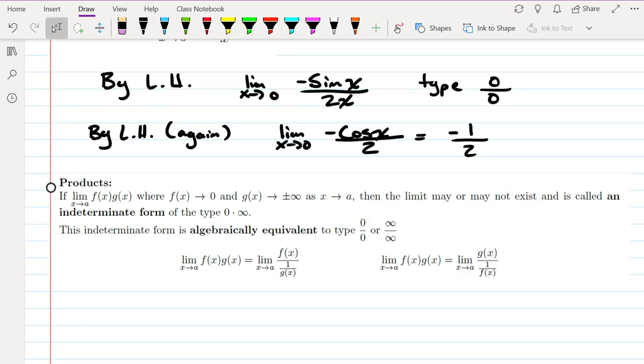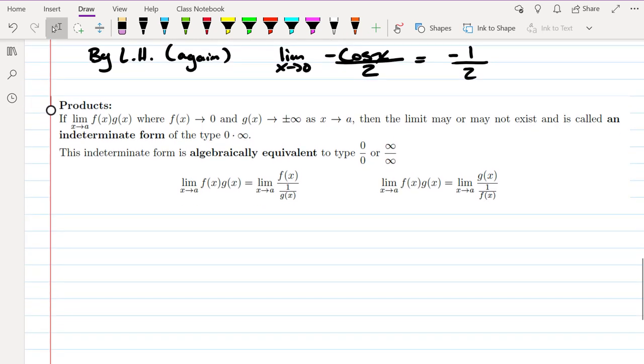If the limit as x goes to a of f of x times g of x, where f of x goes to 0 and g goes to plus or minus infinity as x goes to a, then the limit may or may not exist and is called an indeterminate form of type 0 times infinity. So when taking limits, we can't assume that 0 times infinity is equal to 0. This limit can be any number. It can be 0, it might be infinity, or it could be the number 12. And the only way to find out is to actually evaluate the limit.